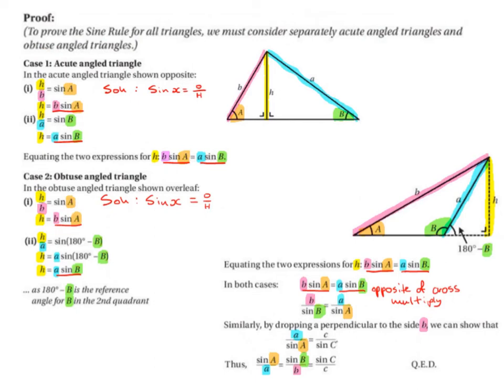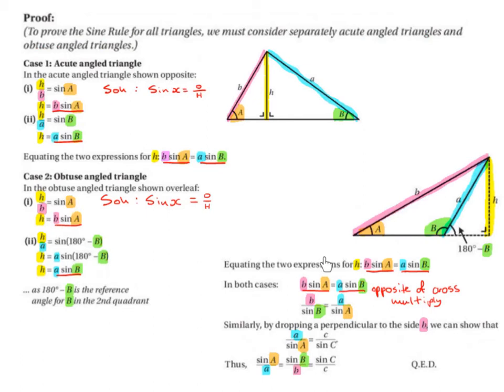Again, rearranging to get h on its own, we're going to multiply across by a, so we get h equals a sine of 180 minus B. And this gives us h equals a sine of B, as 180 degrees minus B is going to be the reference angle for B in the second quadrant.